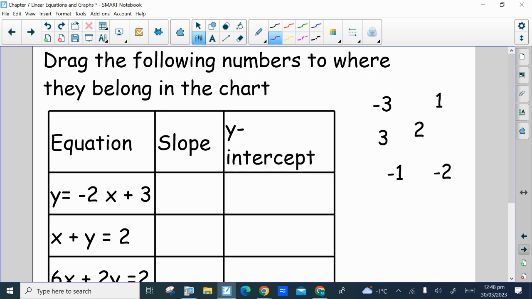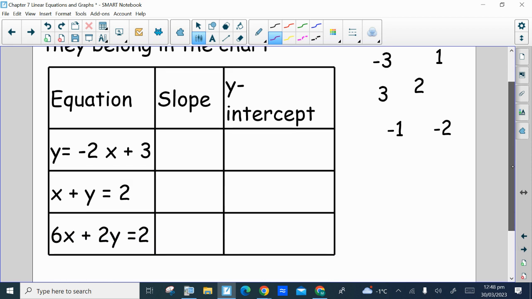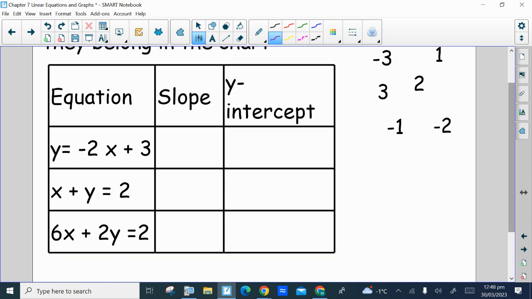So, on the next page, you've got an equation. You're asked to state the slope and y-intercept. That first equation is in slope-intercept form because y is by itself. Jensen, what's the slope of that line?